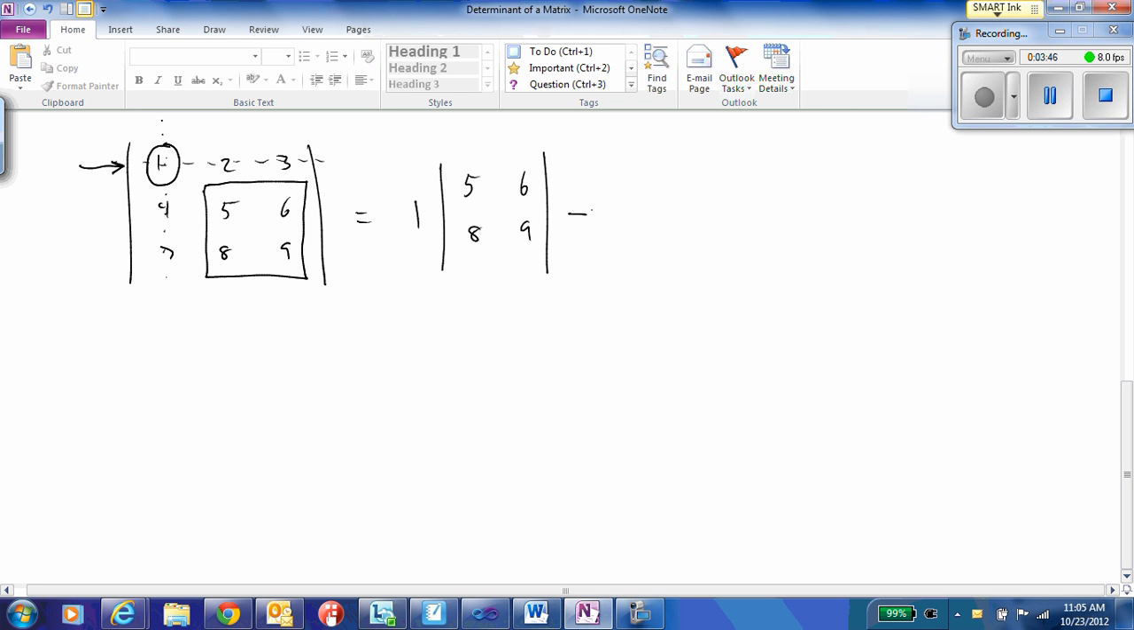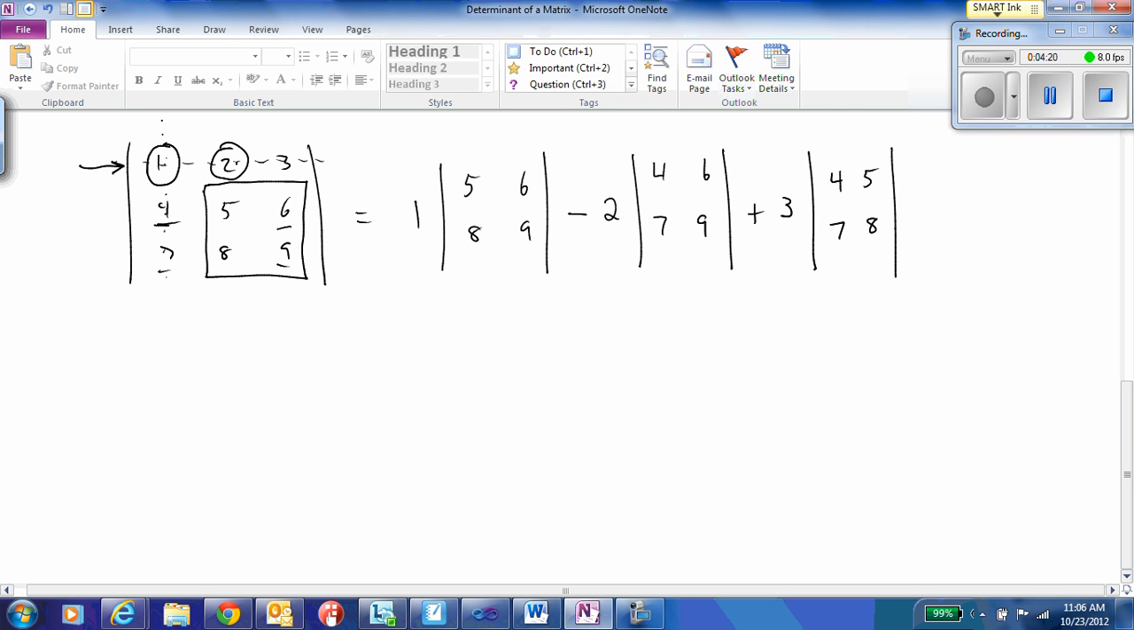Minus, and we'll talk about why the minus comes in. And now I just go across the row. I do the same thing with the 2, and so I would take 2, and that would eliminate the middle column and the top row, which should leave me with the 4, the 6, the 7, and the 9. So this would be minus 2 times the determinant of that submatrix, 4, 6, 7, 9. And then I would go back to plus 3 times, now I'm eliminating the final column, so I have 4, 5, 7, 8. And that is my determinant.